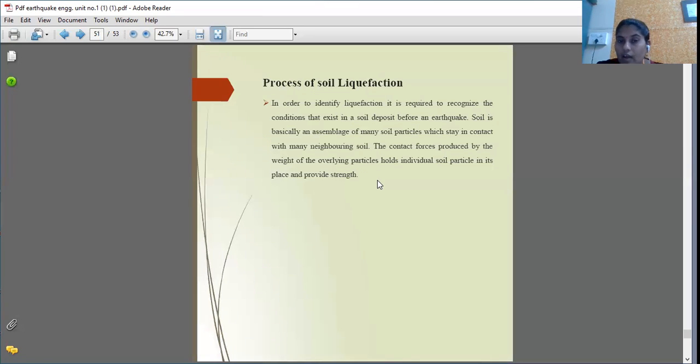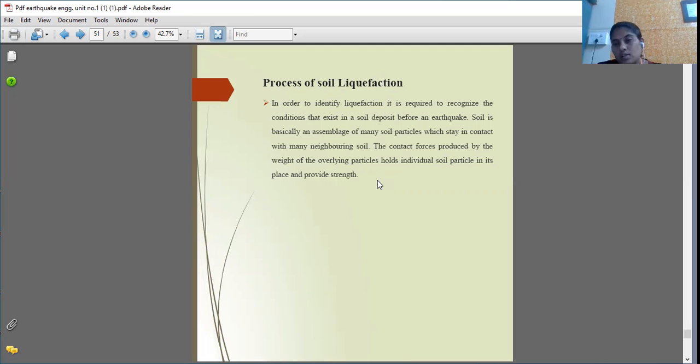In order to identify liquefaction, it is required to recognize the conditions that exist in a soil deposit before an earthquake. Soil is basically an assemblage of many soil particles which stay connected with many neighboring soil particles. The contact forces produced by the weight of the overlying particles hold individual soil particles in place and provide the strain. It means the layer above the water table and the layer below the water table will resist the water pressure. That's why they are at their position.